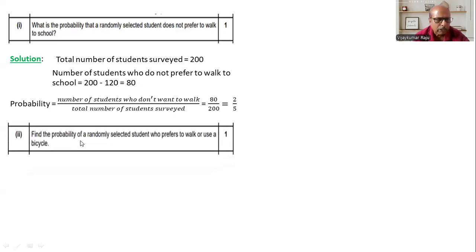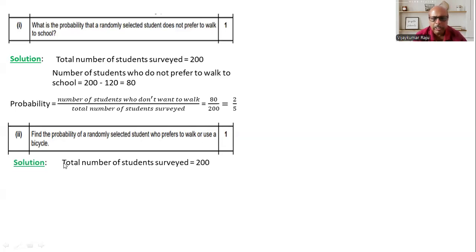Find the probability of a randomly selected student who prefer to walk or use a bicycle. When there is 'or' between two things, that means the number of students who want to walk and the number of students who want to go by bicycle, both must be taken. Okay, that is the 'or', this or this. So let us see.